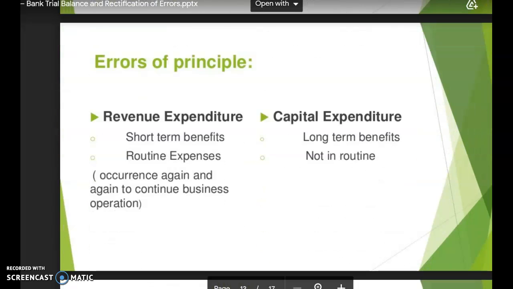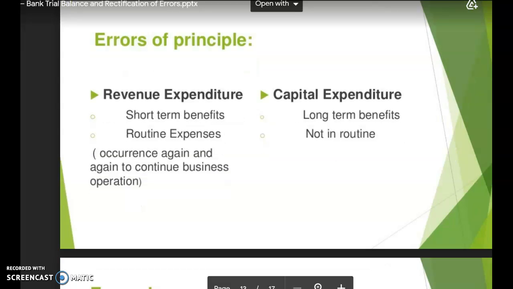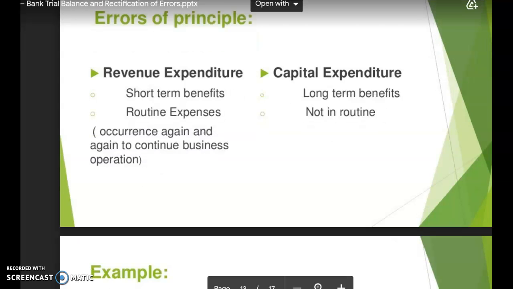Now how is this type of error rectified here? See here, revenue expenditure, capital expenditure. I hope you already know this. Revenue expenditure is having short-term results, short-term benefits. It is generally relating to routine expenses and of recurring nature, to be done again and again. Capital expenditure is that expenditure whose outcome will be of long-term benefit and generally it is not routine, not done regularly. It is of non-recurring nature.